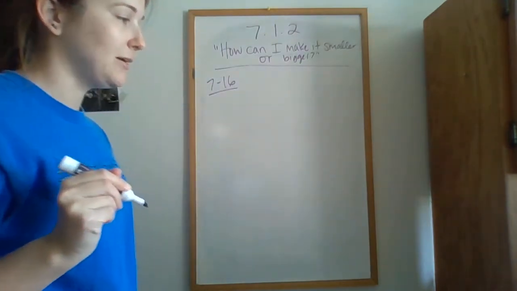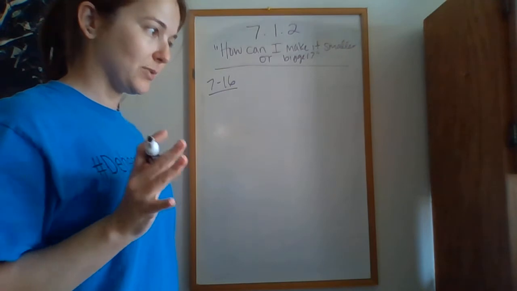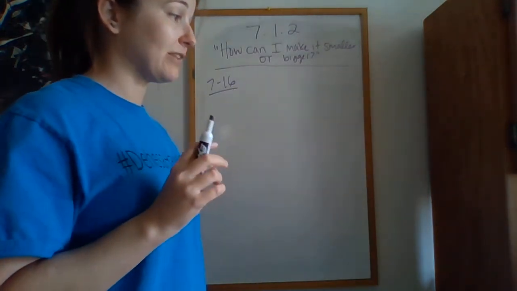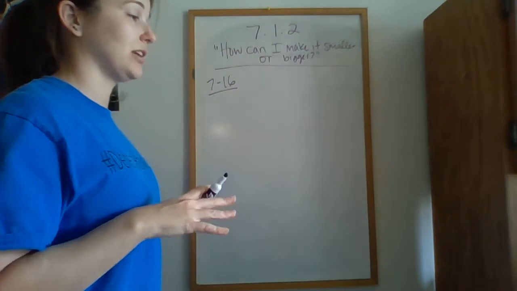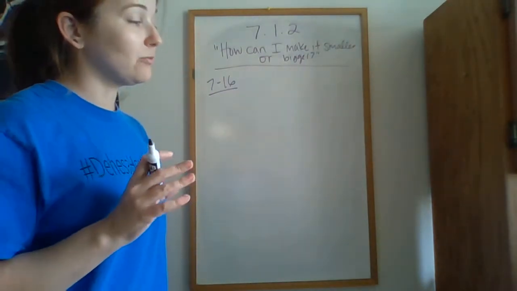So 7-16 is where we're starting. And it says Dana is training for a bicycle race. He can ride his bike 25 miles per hour. One day, when he'd been riding for 3/5 of an hour, he had to stop and fix a flat tire. How many miles had he ridden when he stopped?